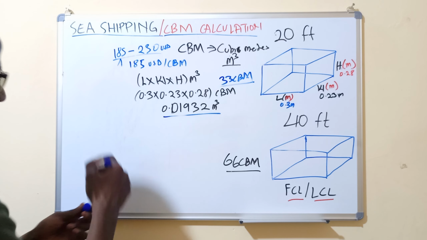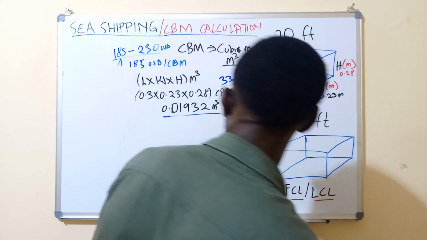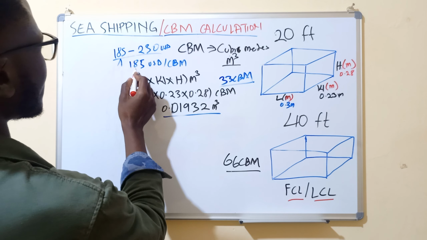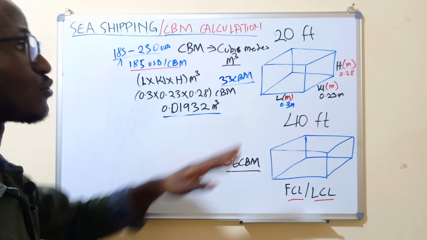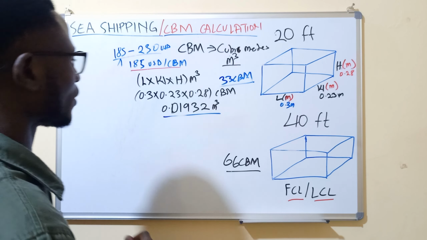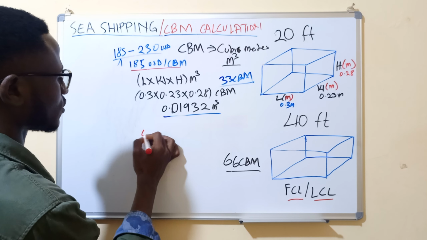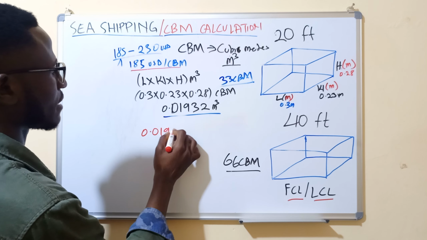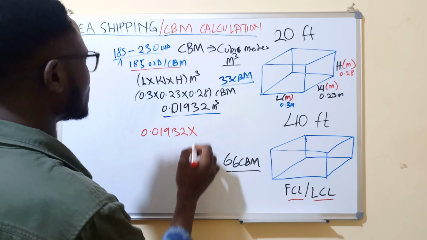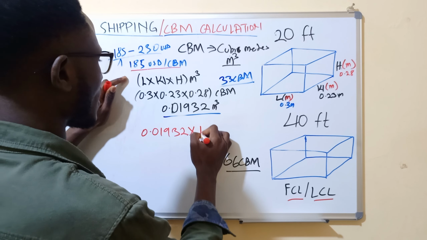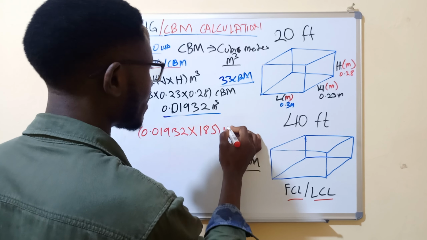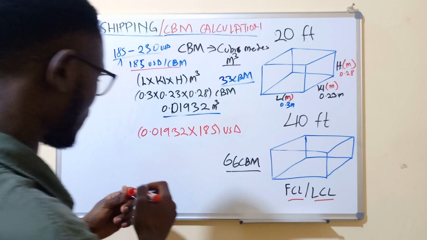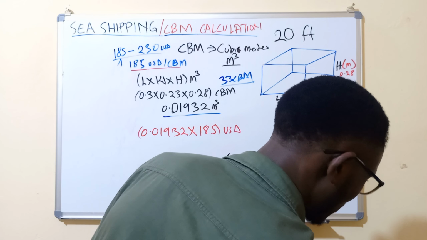This is a good one. We assume, for our case, the shipping agent gave us this as our rate. That means for you to get how much you're going to pay for the goods inside here, you're going to get this very CBM, 0.01932, times the rate they have given you, 185. Okay? In bracket, this is the amount you're supposed to pay for your package as the shipping fee.